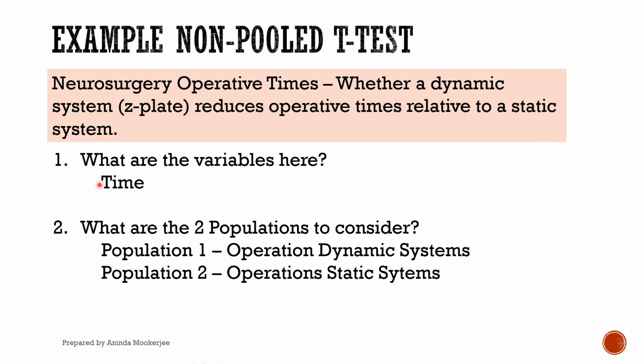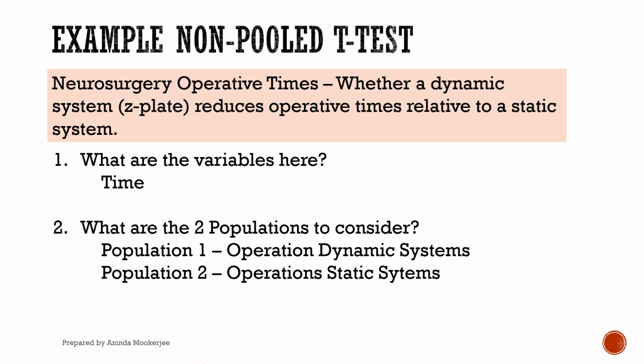Again, same questions here. What are the variables here? It's only a single variable, even though we have two populations, the variable under study is going to be one. And in this case, it is the surgery time, basically. Number 2 says, what are the two populations to consider? We have to define population 1 and population 2. Let's assign operations using the dynamic system to population 1, and operations involving the static system, let's assign that to population 2.